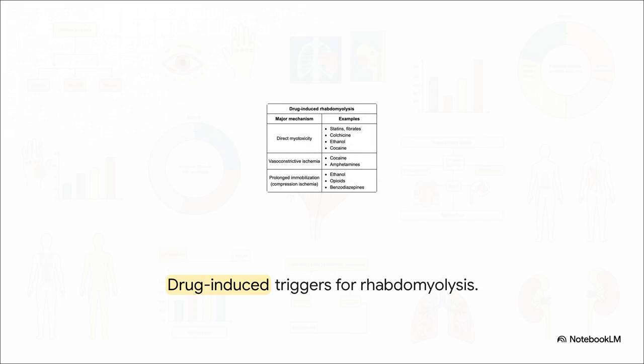The second bucket is vasoconstrictive ischemia, think cocaine and amphetamines. And the third is compression ischemia. This happens from prolonged immobilization due to CNS depressants like alcohol, opioids, or benzos. You can also see this with crush injuries, extreme exertion, or hyperthermia.